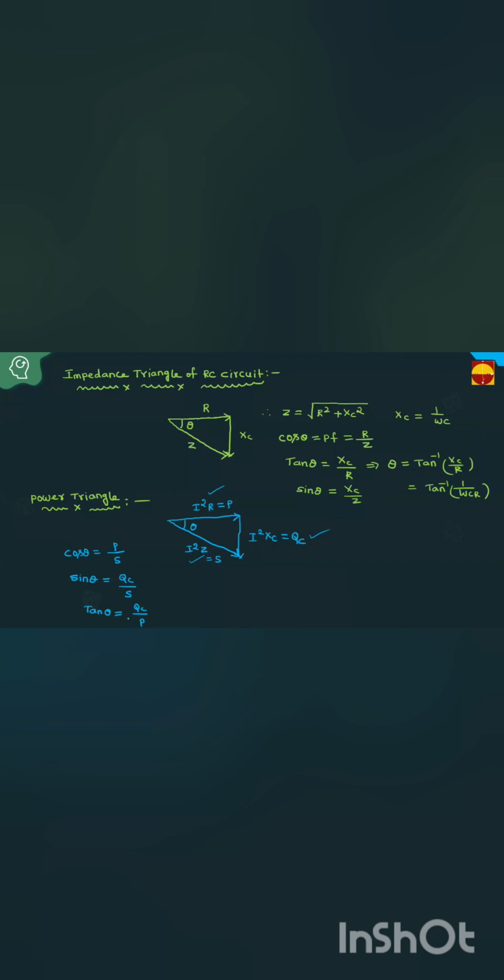Clear? We can also write S equal to R minus JXC, since Z equals R minus JXC. Multiply both sides with I square. I square Z equals I square R minus J into I square XC. I square R is P, I square XC is QC. This is the complex power. For the RC circuit, this is the complex power. In the RL circuit, we got P plus JQL, but here we are getting P minus JQC.